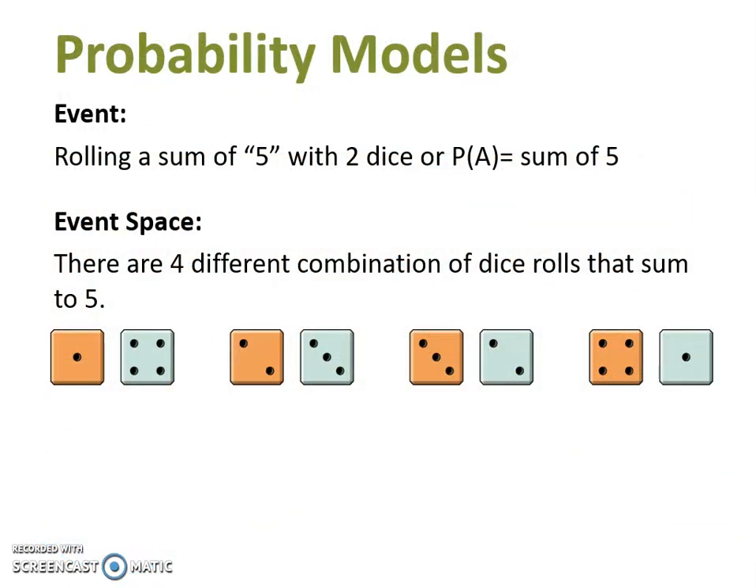Now, for this example of rolling 2 dice, let's say we have an event, and let's have that event be rolling a sum of 5 with 2 dice, okay? So the probability of A would be that we have a sum of 5. Why A? Why not? Kind of like when you have algebra, why X, just what it is. For the event space, how many ways can you actually get a sum of 5? There are 4 different combinations. You could get a 1 and a 4, a 2 and a 3, a 3 and a 2, a 4 and a 1.